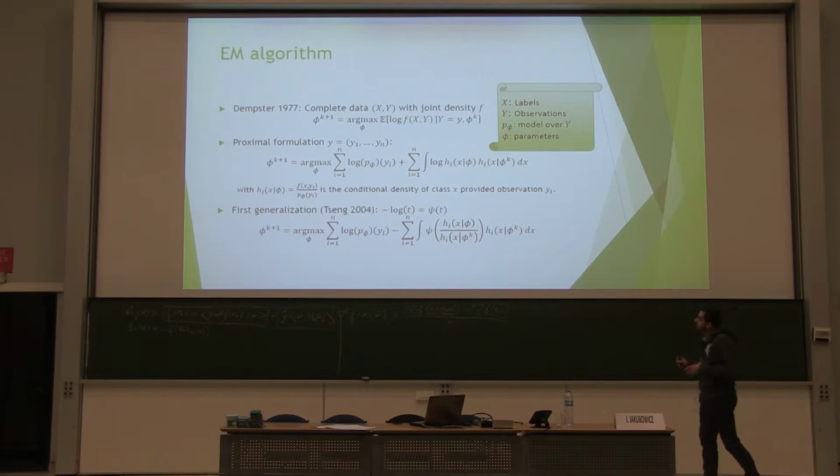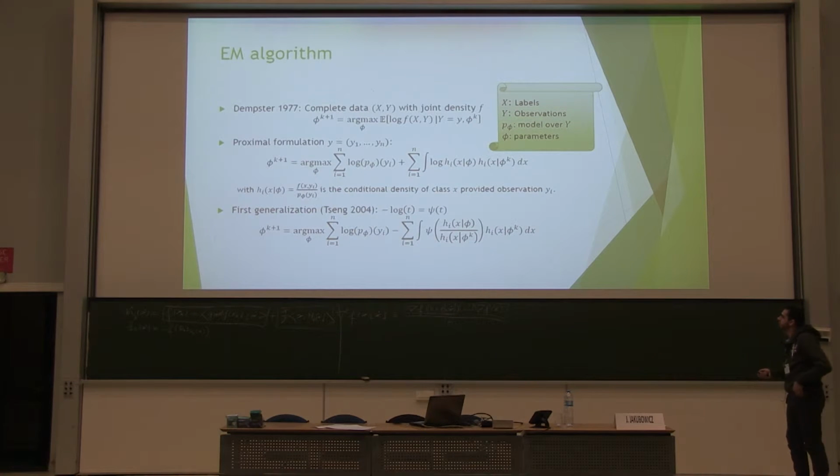A simple calculation can give us that the EM algorithm, this line, can be rewritten as a proximal point algorithm, where we have the log likelihood as an objective function, and a second part which is a distance-like function, which resembles a Kullback-Leibler distance. It does not matter for the time being.